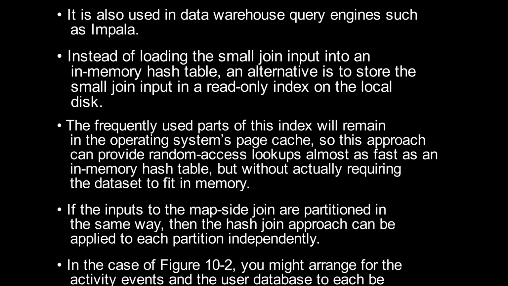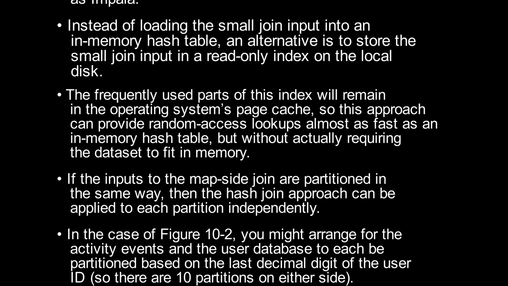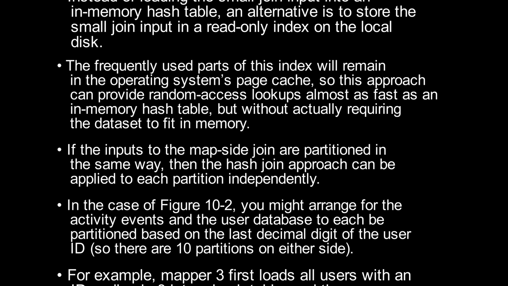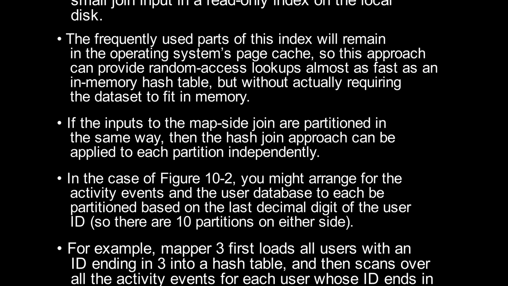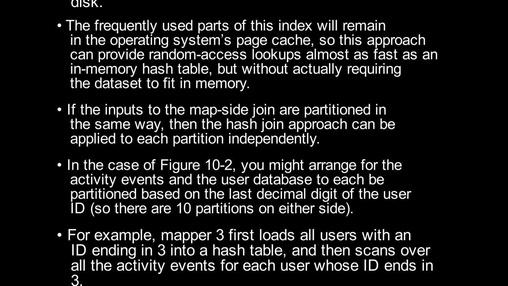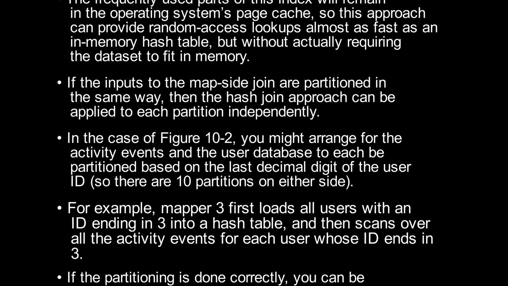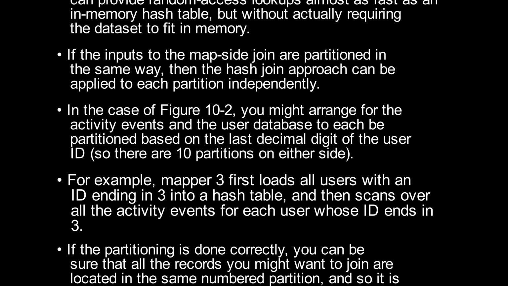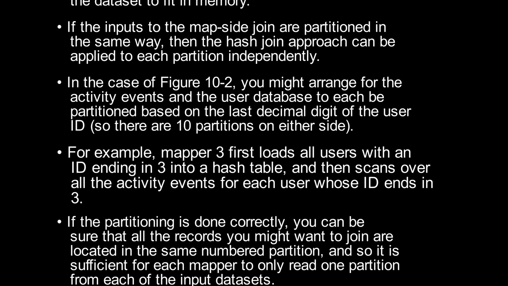If the inputs to the map-side join are partitioned in the same way, then the hash join approach can be applied to each partition independently. In the case of figure 10-2, you might arrange for the activity events and the user database to each be partitioned based on the last decimal digit of the user ID, so there are 10 partitions on either side. For example, mapper 3 first loads all users with an ID ending in 3 into a hash table and then scans over all the activity events for each user whose ID ends in 3.